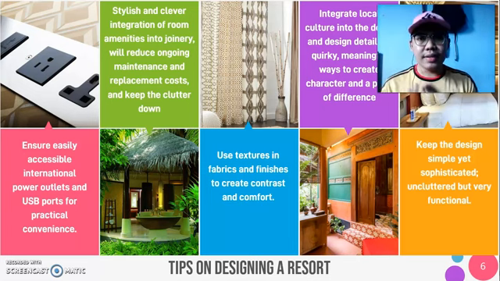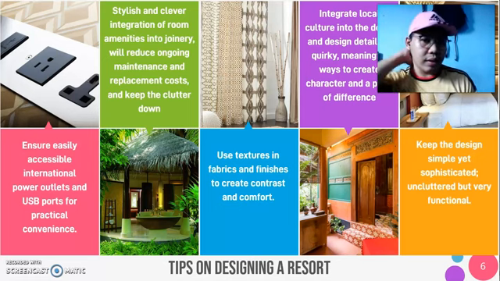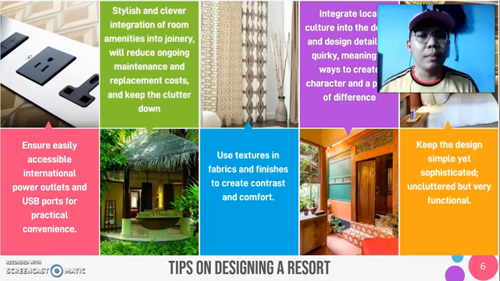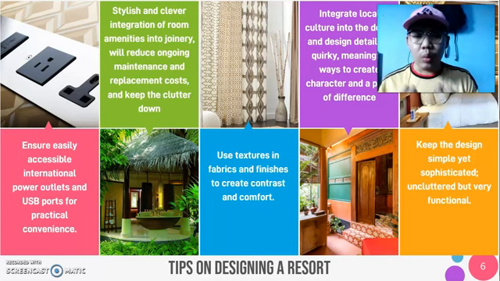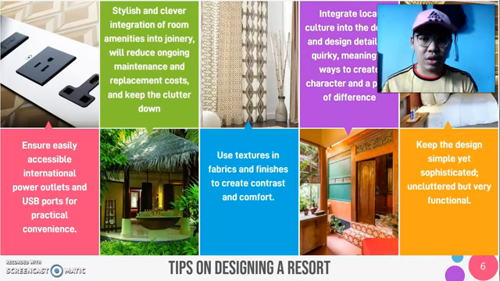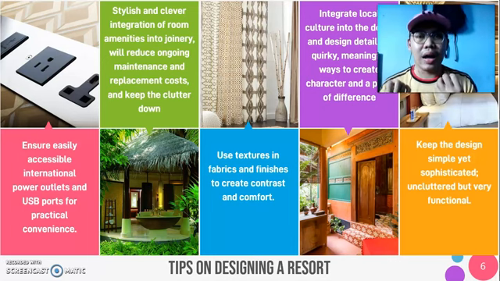Okay, and seven is stylish and clever integration of room amenities to reduce ongoing maintenance. So for example, you can see this building that is eco lodge. We are using something from nature. So first we are saving the maintenance itself because we are using nature. Second, we are cutting the cost because we are also using nature and easily accessible or available kind of material.